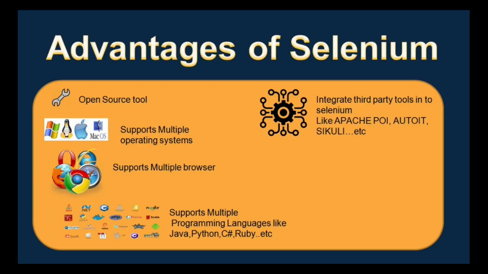So now we will discuss some advantages and disadvantages of Selenium. Advantages of Selenium: Selenium is an open source tool, and it supports multiple operating systems and multiple browsers like Chrome, Safari, Internet Explorer, and many more. It also supports multiple programming languages like Java, Python, C#, Ruby, etc. Apart from all this, we can also integrate third-party tools in Selenium like Apache POI, AutoIT, and SQL. And why do we need to integrate this? We will understand that in the next slide.